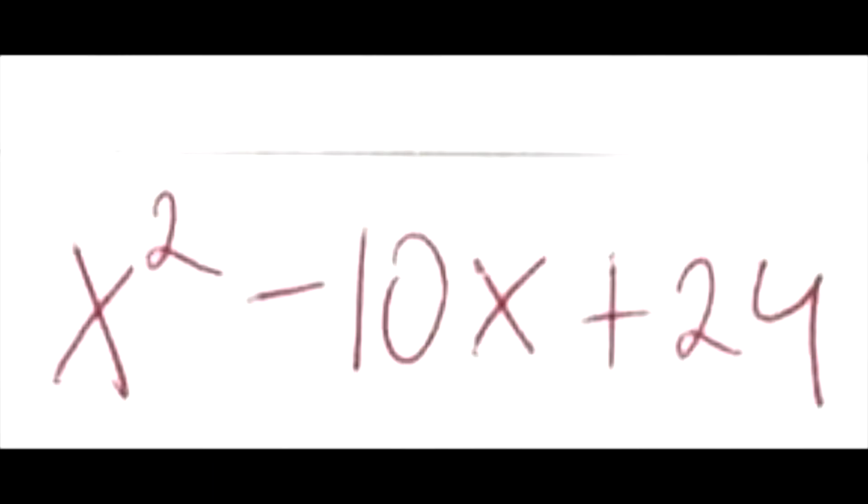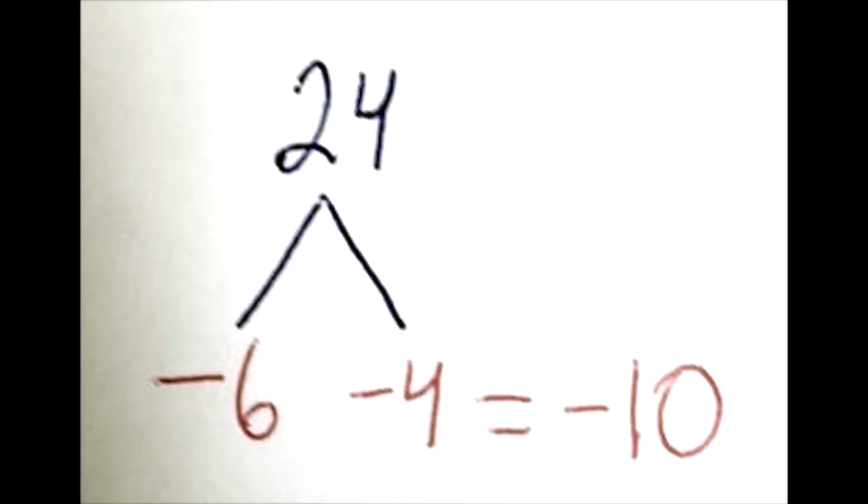This will be the problem that we're using today: x squared minus 10x plus 24 equals 0. First we need the factors that multiply to 24 but add to negative 10. These would be negative 6 and negative 4.